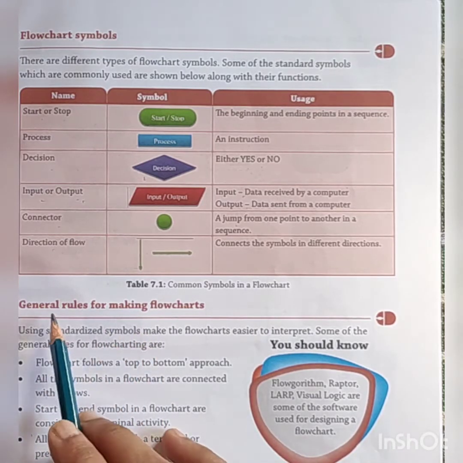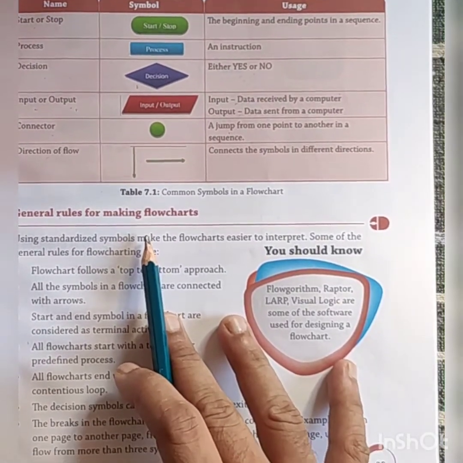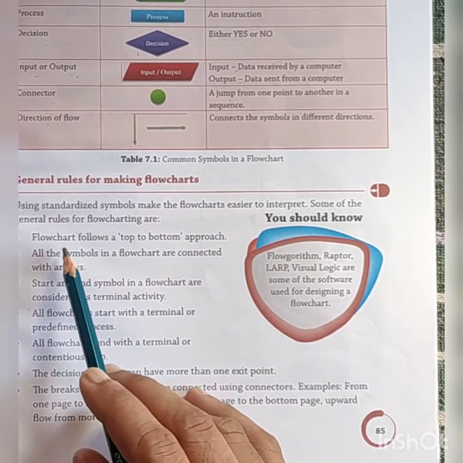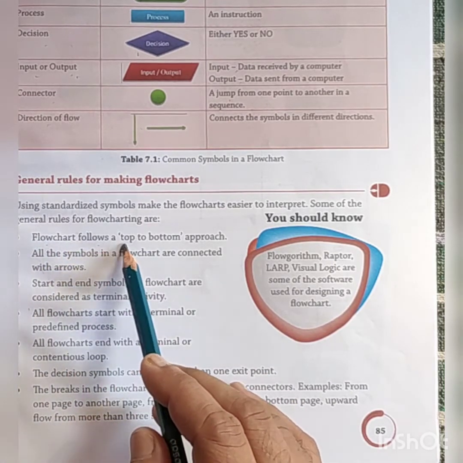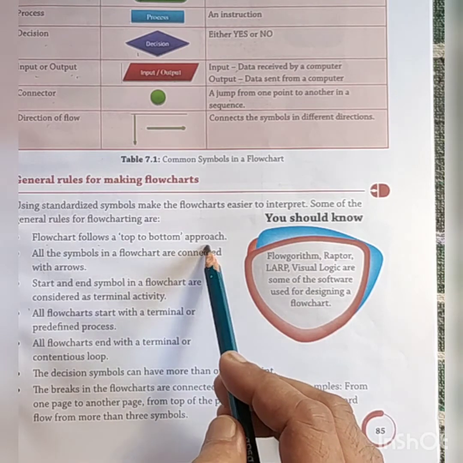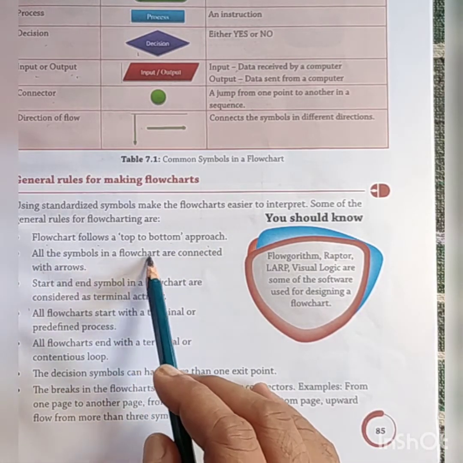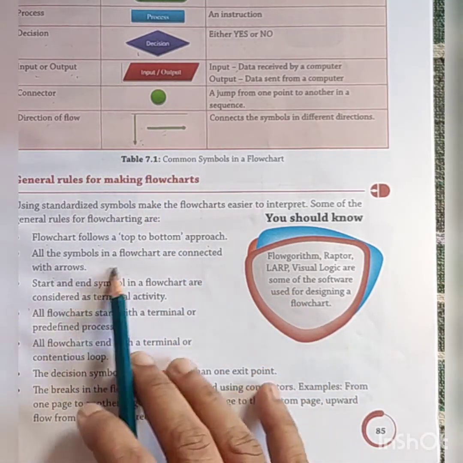Now, the general rules for making a flowchart. Whenever you make a flowchart, there are certain rules, syntax, guidelines you should follow. What are they? Let me go through them. Flowcharts follow a top to bottom approach, correct? It should be top to bottom. All the symbols in a flowchart are connected with arrows. These arrows should be connected. I will show you.